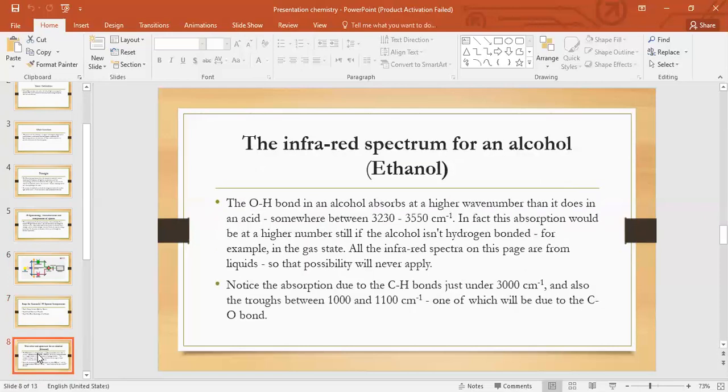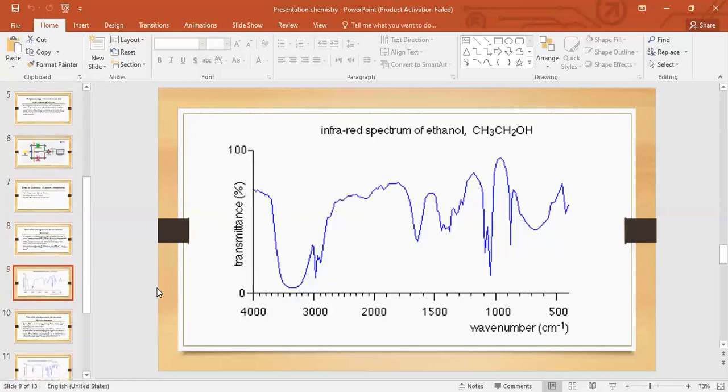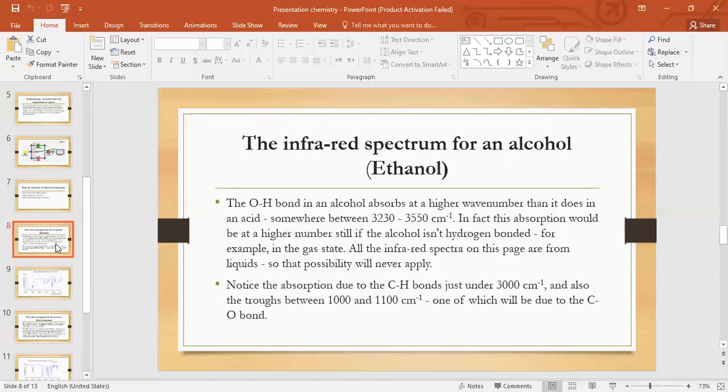Here I explain a few examples, a few spectra of organic compounds. First of all, I'll explain an alcohol, the infrared spectrum of ethanol. This is the graph of the IR spectrum of ethanol, CH3CH2OH. It looks like this, and I'll explain that the OH bond in an alcohol absorbs at a higher wavenumber than it does in an acid.